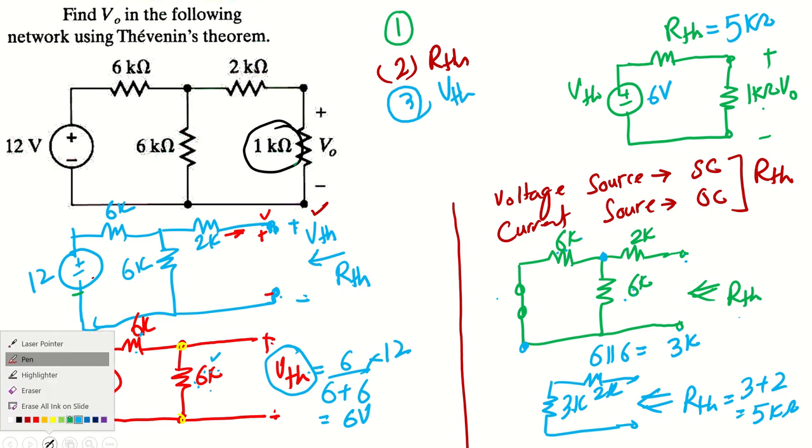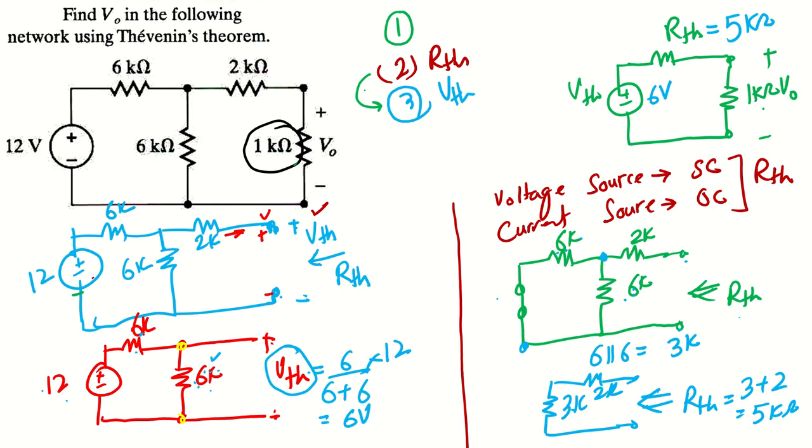Remember, we can switch these steps. I can calculate V Thevenin first and R Thevenin later, so steps 2 and 3 can be done in either order. But once you get those, you need to put them in the Thevenin equivalent circuit. So we have our Thevenin equivalent circuit.